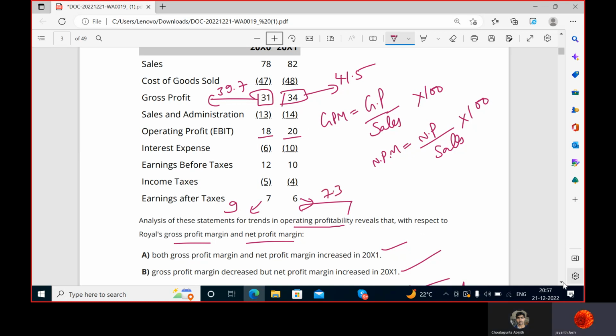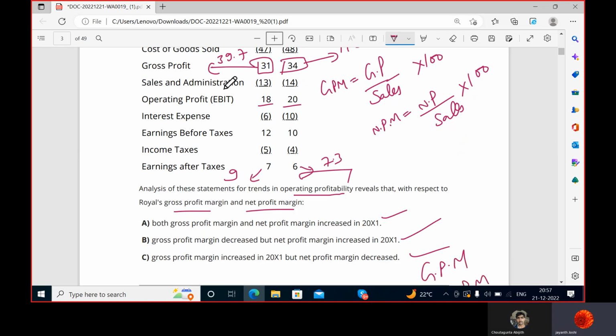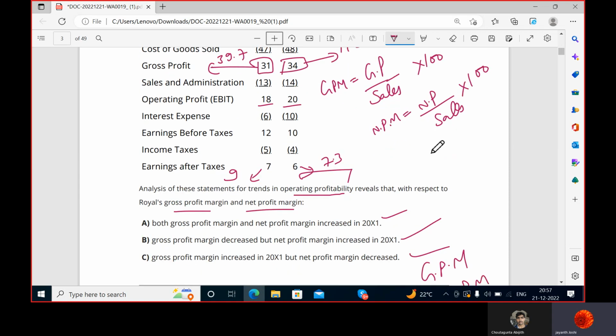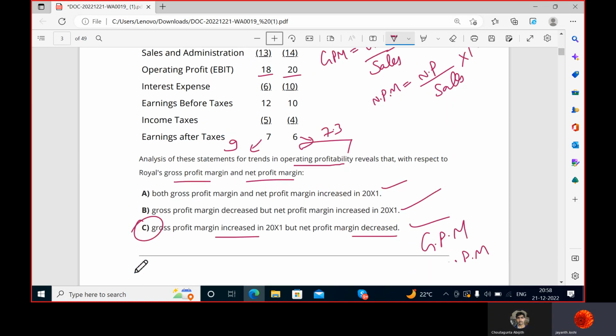So now you answer the question. See here, what is happening? Your gross profit has increased, correct? My gross profit has increased. Net profit has decreased. So option C, can I put? Yes. That's it. Done. Next one.